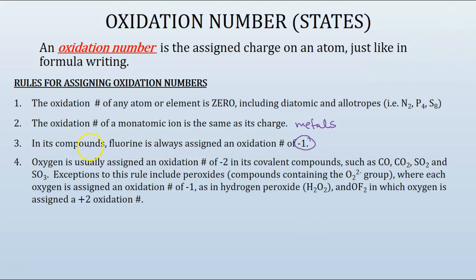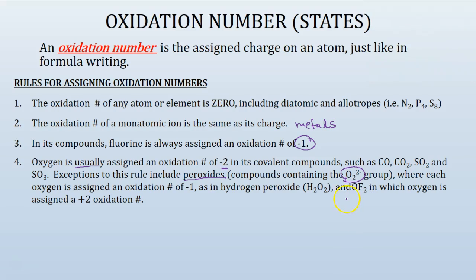Oxygen is usually, notice it says the word usually, assigned a -2 in covalent compounds like CO, CO2, SO2, and SO3. The exceptions to this rule include peroxides, because in peroxides we have this group, and if we have this group, the oxygen can't have a -2. It has to have a -1 when it's in a peroxide. Okay, so in OF2, the oxygen is assigned a +2, so the F is a -1. Okay, so those are the exceptions to the rule.